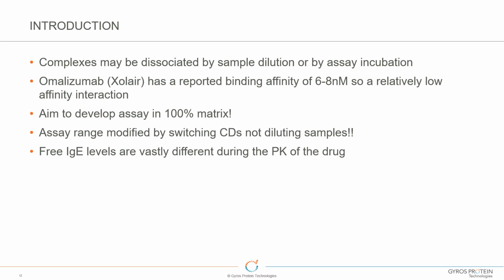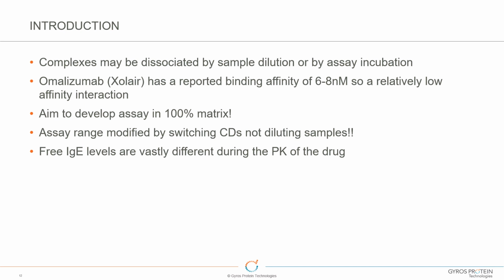One of the problems is that if you look at the pharmacokinetics of the drug and then the free IgE concentrations, when the drug levels are extremely high at the start of the profile, the free IgE concentrations are extremely low. But by the end of the pharmacokinetic profile, you get a rebound increase in IgE levels. So you go from very low IgE to very high free IgE. To actually be able to do that in the same assay, it means that you cannot basically dilute the samples.